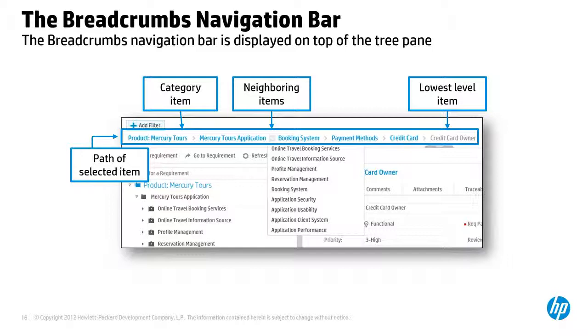And you can see that this particular booking system link has been clicked on, and it shows you some of the neighboring items that are in the booking system in this Mercury Tours application folder, and some of the neighboring items that we can navigate to. So this is an alternate way of navigating throughout our requirements tree. Now we can use the traditional navigation bar on the left side, or we can use this nice breadcrumbs navigation bar at the top.